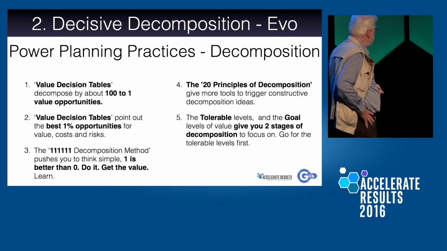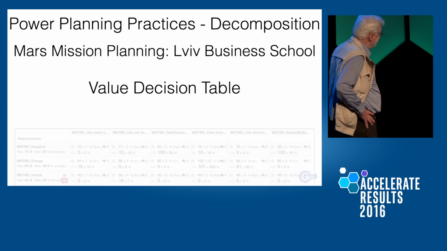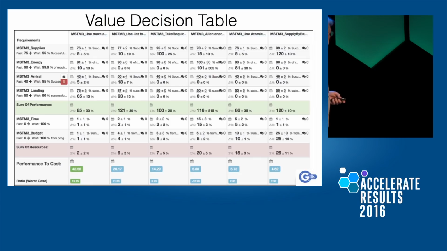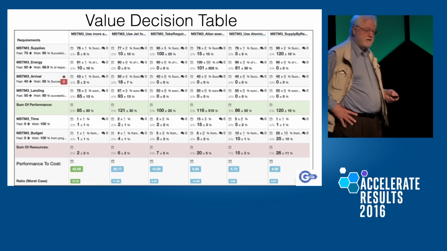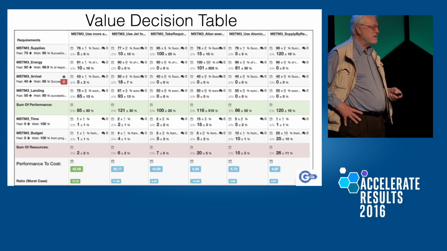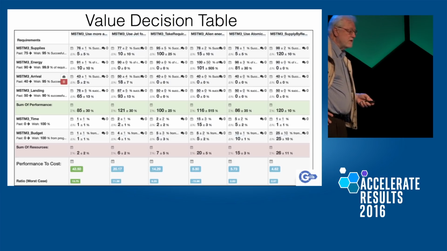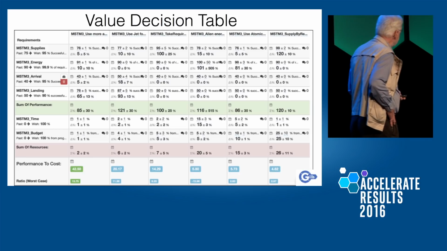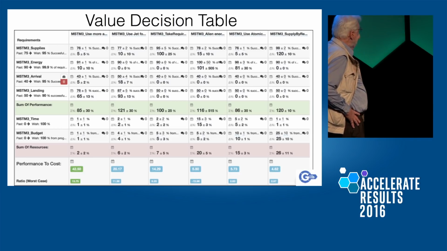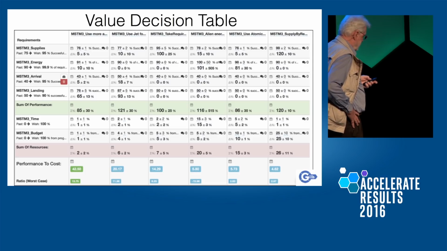But let's take a look at the value decision tables. This is from the Lviv, Ukraine Business School, and the business students there decided to exercise on a Mars mission, which quite surprised me. They thought that was fun. So this is actually part of that. That's using a tool called the ends and means tool. But now this is a value decision table.